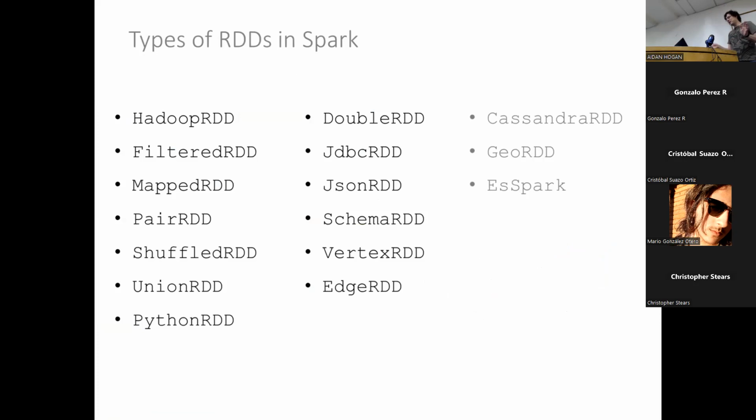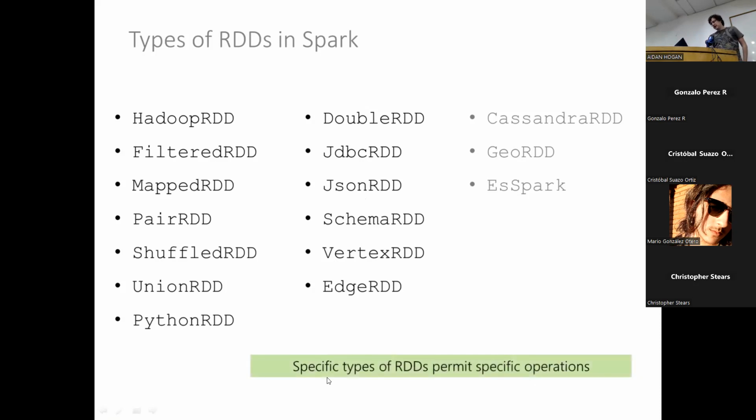So we have all these sorts of RDDs here. We're not going to get to talk about all of them, nor all of the Spark programming library, for example. We're going to focus on some key RDDs, some key features. So we have RDDs for Hadoop, for graphs, for JSON data, for JDBC, Java database connectivity, to connect to a database, all sorts of stuff. We also have RDDs for geodata, for Cassandra, which we'll see later, for Elasticsearch. Specific types of RDDs permit specific operations. So the idea is there probably will be some RDD that suits what we want to do.